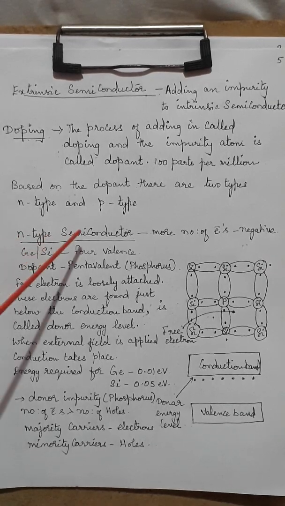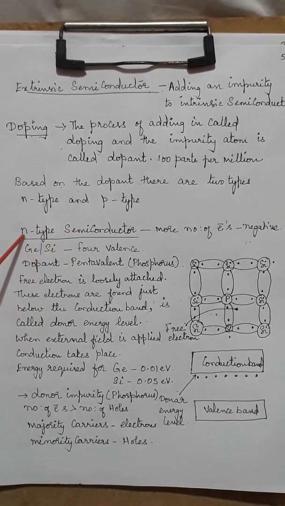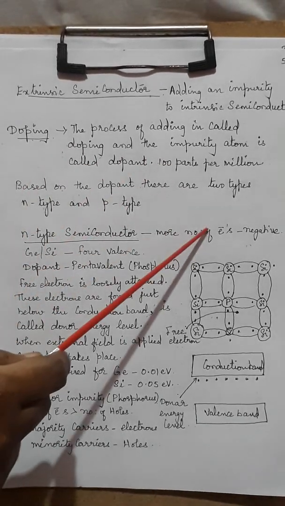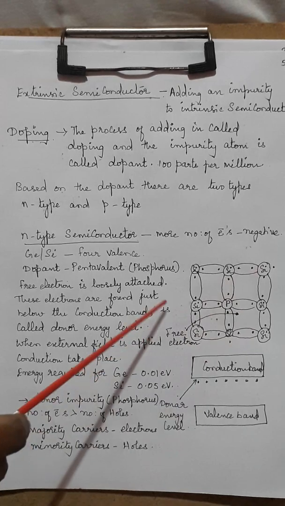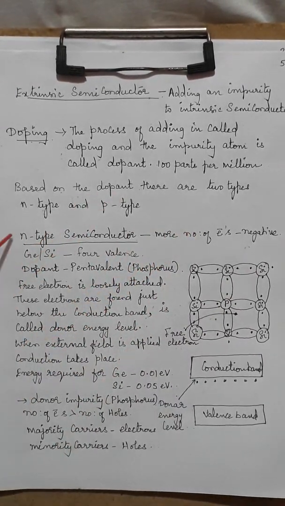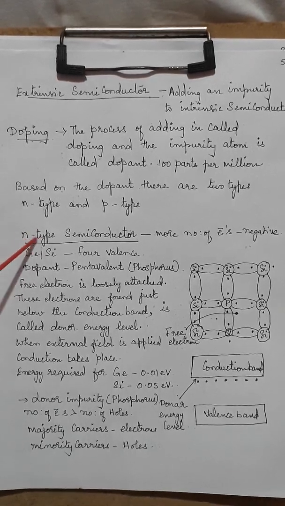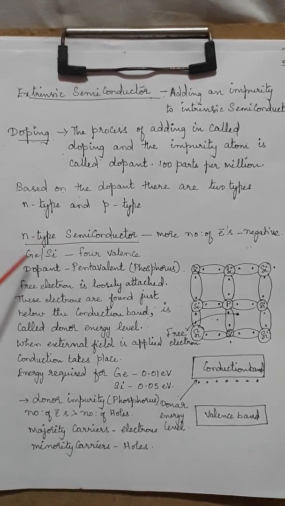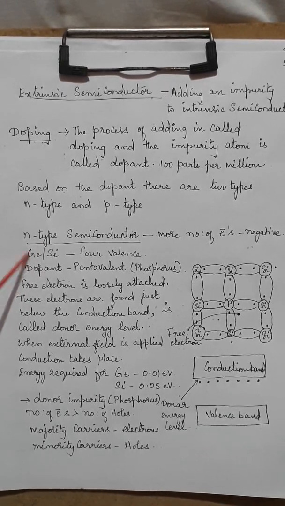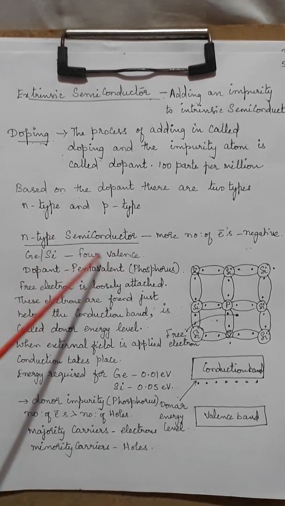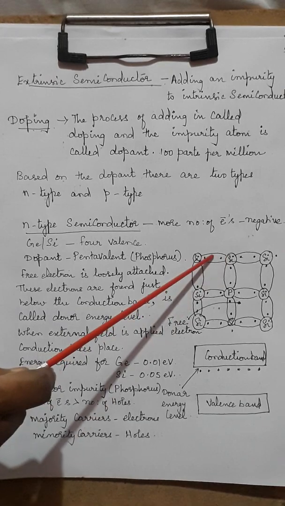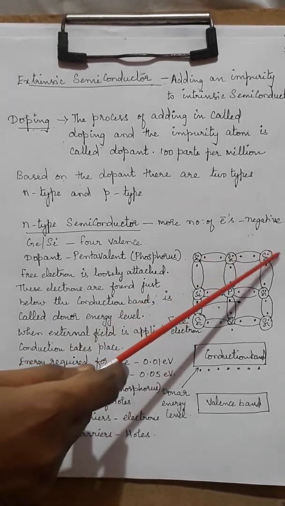So N type semiconductor itself says N. What is N? Always negative, which produces negative electrons. So in this type of semiconductor, you will have more number of electrons, so it will be called N type. Remember this. So here we know that always you are going to have germanium or silicon, which is going to have valency as 4. That is, silicon will have 4 as valency.